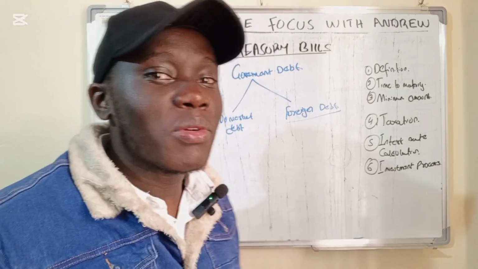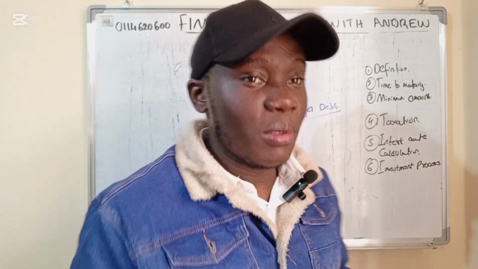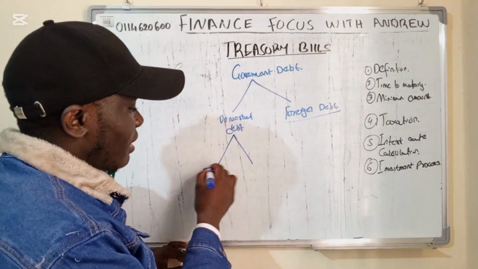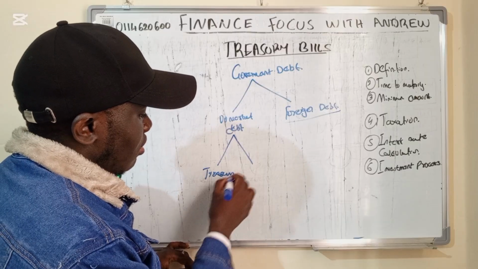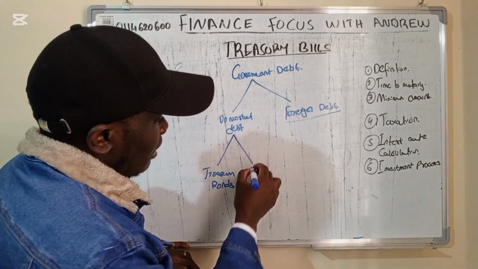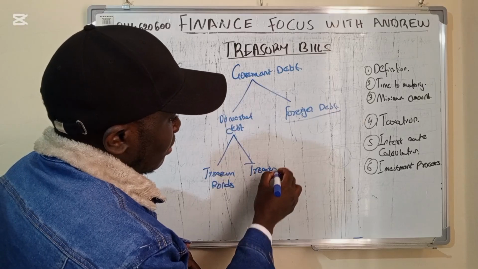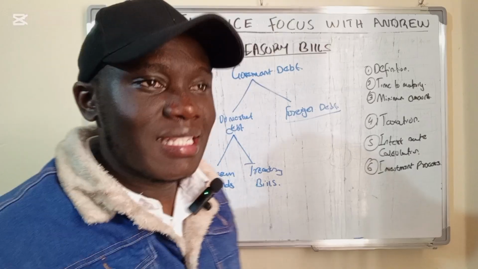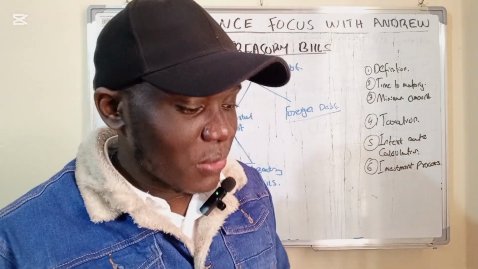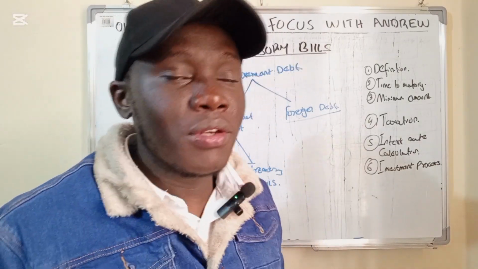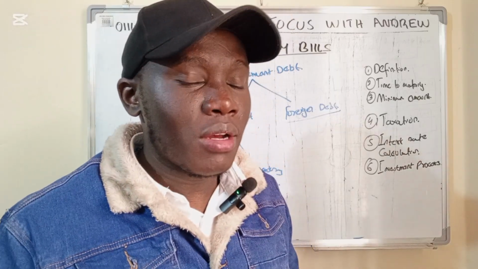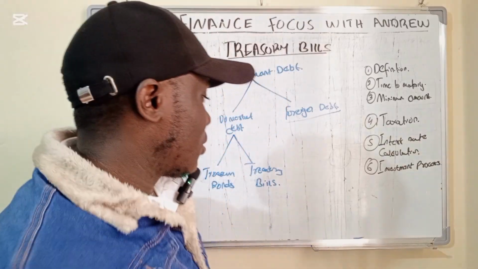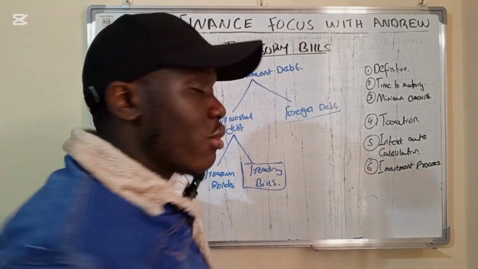Now, when we come to domestic debt, we have two major components. Under the domestic debt, we have what we call the treasury bonds. Then we have what we call the treasury bills. We have discussed treasury bonds in this channel more than enough times. So in case you have not watched the video on treasury bonds, you can check on the same channel and you will be able to understand more about treasury bonds. But for this particular video, I want us to focus on treasury bills.